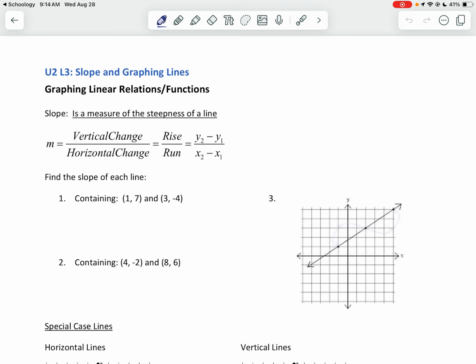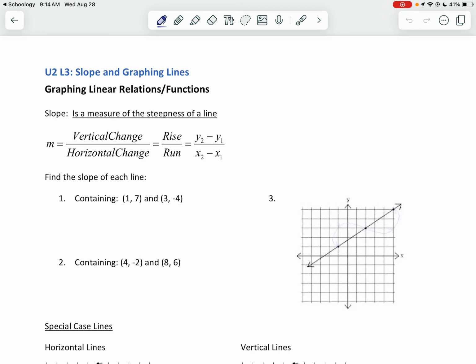So at this point, if you can go in your iPad, open up Unit 2, Lesson 3 notes. Maybe if the substitute can pause the video for a second, just give everybody a moment to get that open, and then we'll come back.